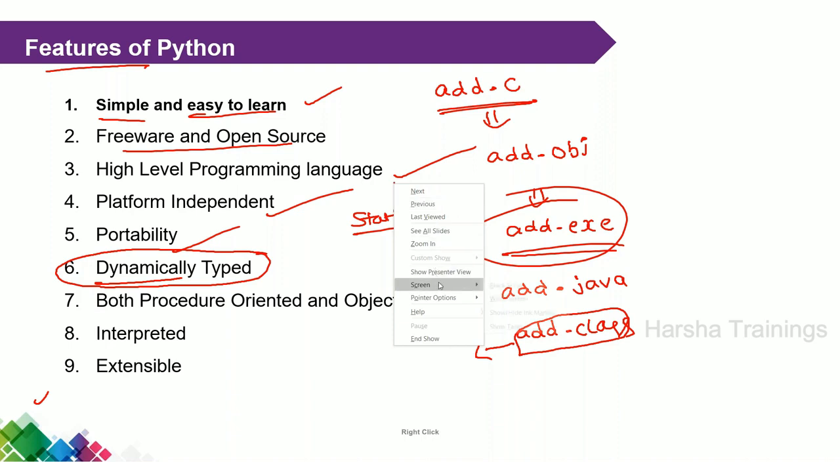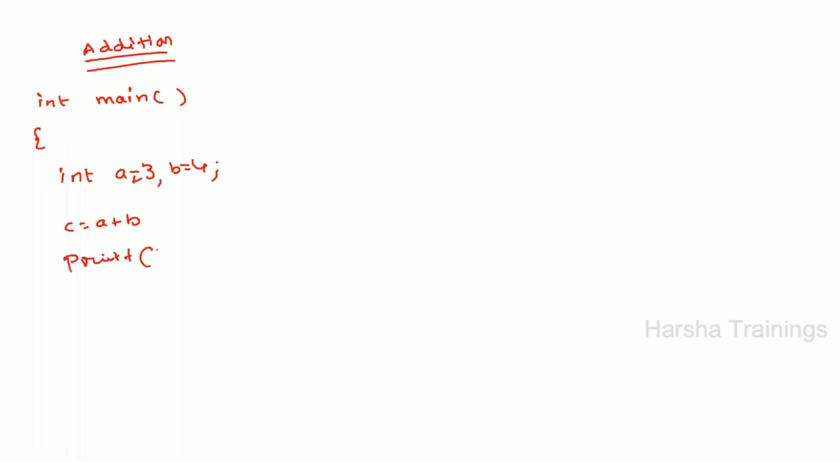So what is my program? My program is addition of two numbers. Now, how do you write the program? For example, I am writing in C language: int main, assume int a, b, c; a is equal to 3, b is equal to 4, c is equal to a plus b. Printf percentage d comma c.